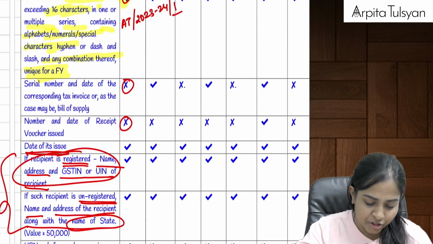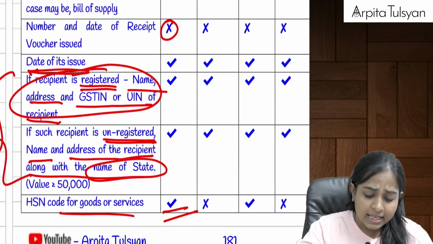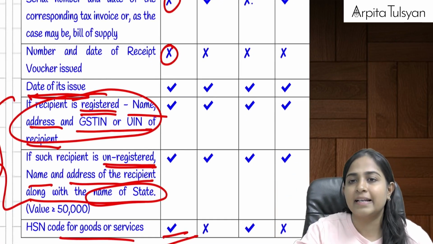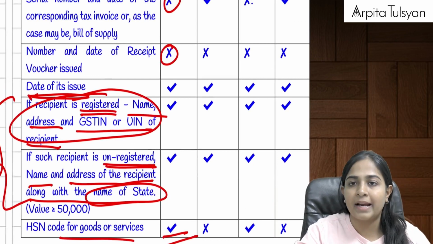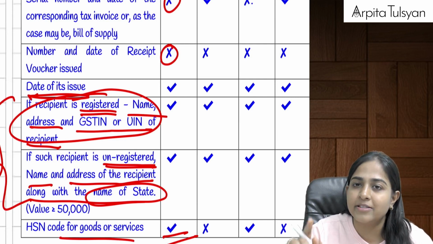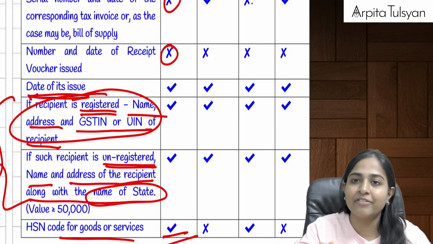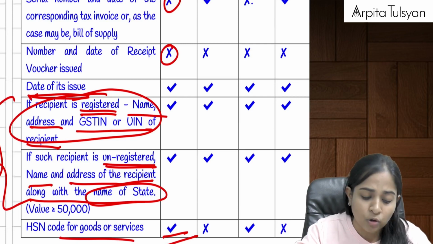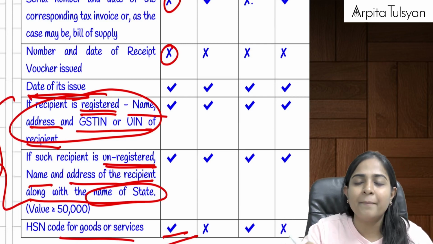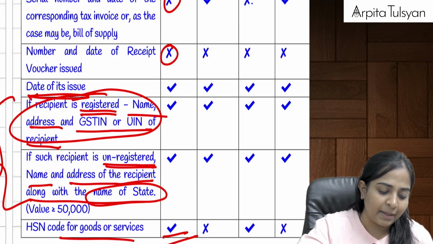One important point which I would like to tell you here is, suppose the recipient is a registered person, the person to whom we are supplying the goods. If that person is a registered person, his name, address, GST number should be mentioned. But if that person is an unregistered person, and the value of goods supplied is more than or equal to 50,000, then name, address with state name should be present in that particular invoice.